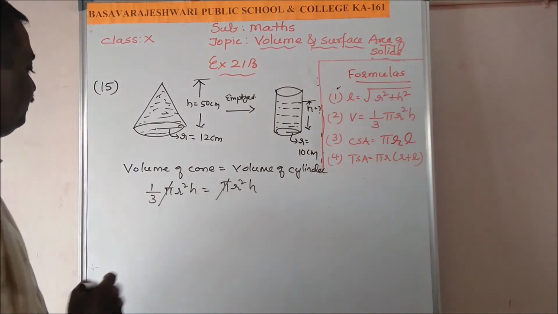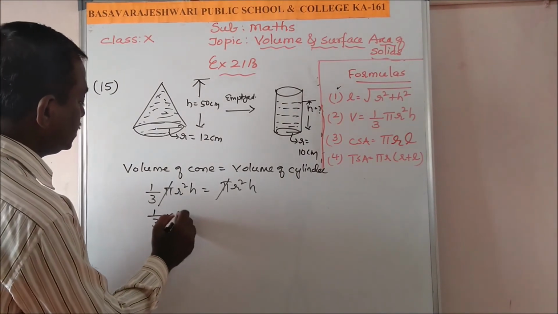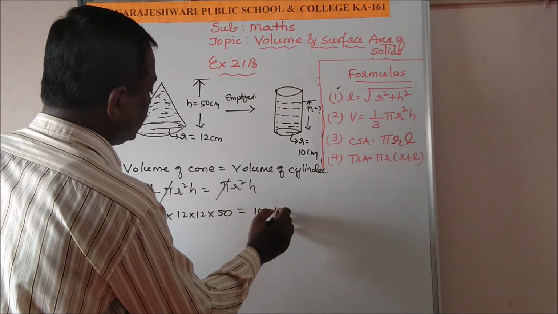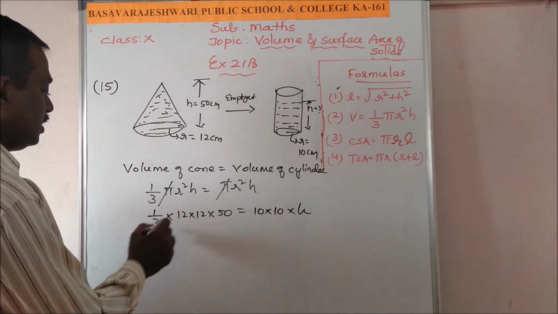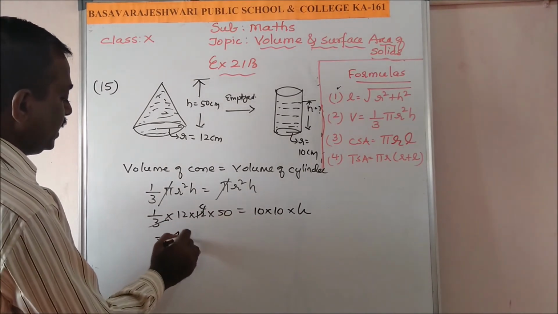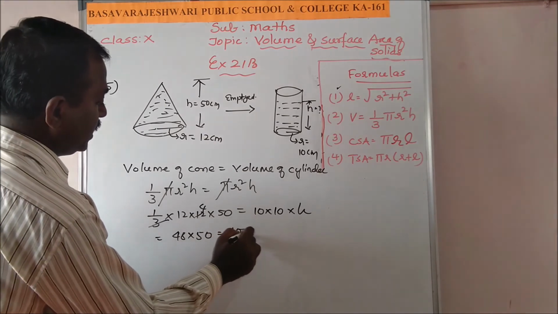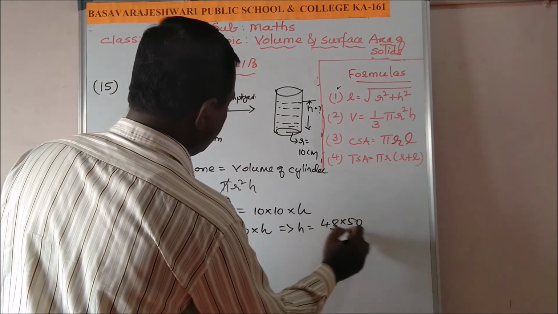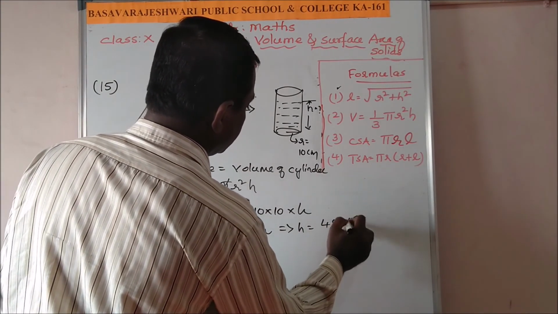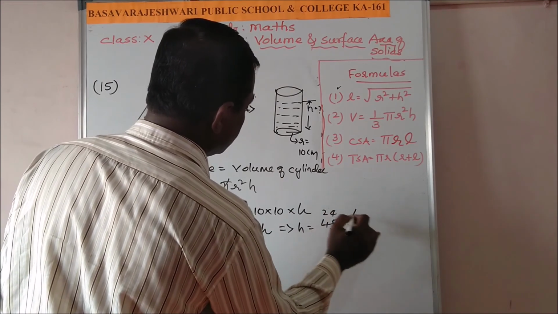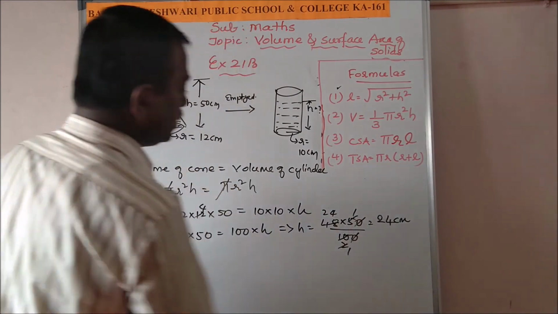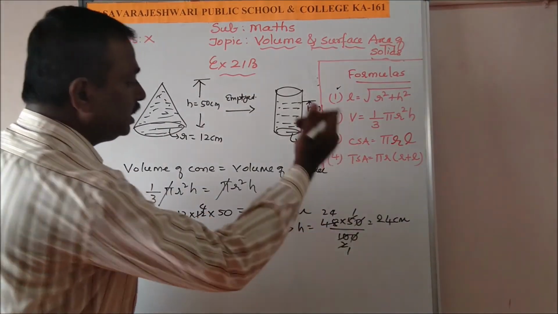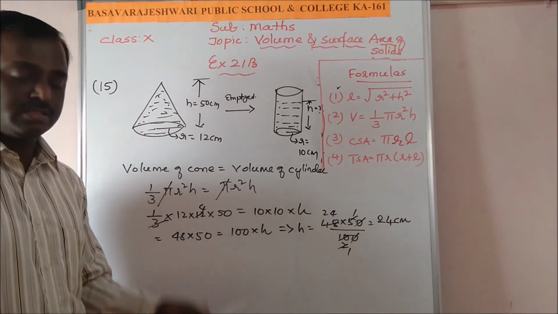That is 1 by 3 pi r square h is equal to pi r square h. Pi cancels. 1 by 3 into r is 12 into 12 into h is 50 is equal to r is 10 into 10 into h. Now 3 ones, 3 fours, 48 into 50 is equal to 100 into h. This implies h is equal to 48 into 50 by 100. 5 ones, 5 twos, 2 ones, 2 twos, 2 fours. So 24 centimeters. Up to what height is the liquid filled in the cylinder? Up to 24 centimeters.